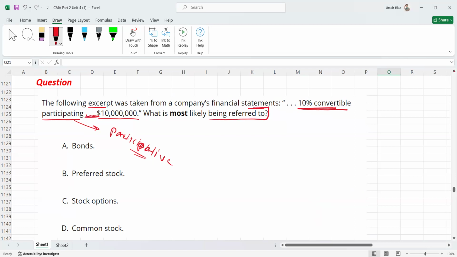What word will you write? Obviously, participative are the preferred stock, not the bonds, not the stock options, not the common stocks. Okay.